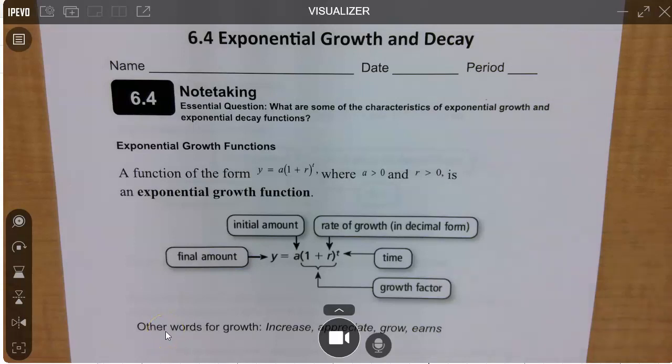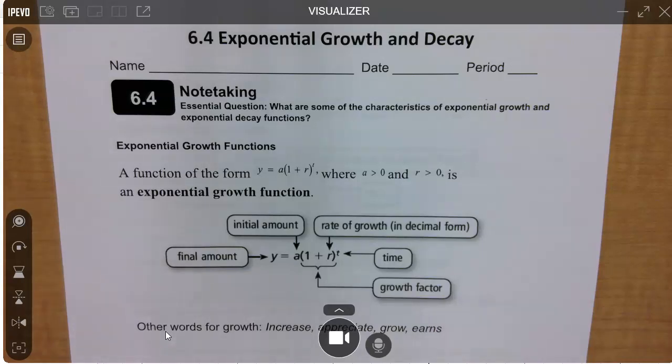All right, here we go with 6.4, exponential growth and decay. This is a follow-up to what we learned in lesson 6.3, which is when we were introduced to exponential functions, in which we were looking mostly at the b value, the base, and if the base value was greater than 1, we knew that our graph was growing. It was going up and to the right exponentially.